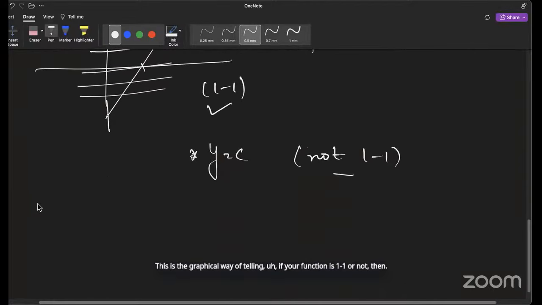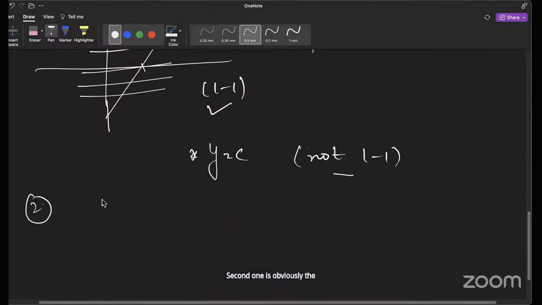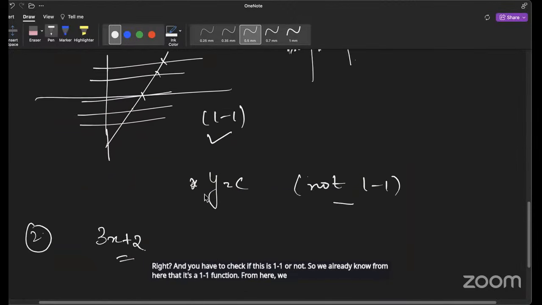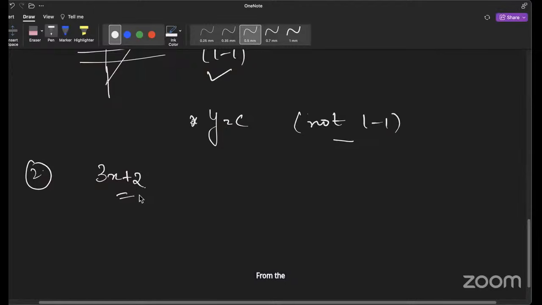Then the second one is obviously the basic, which is your definition. So let's just say you've been given a function. How do you use the definition? Let's say you have been given 3x plus 2, right? And you have to check if this is 1-1 or not. We already know from the graph of it that this is a 1-1 function.